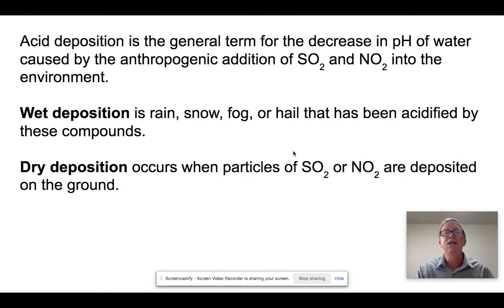Dry deposition means these particles themselves are being deposited on the ground. And if you have SO2 or NO2 on the ground and then rain lands on it, it turns into sulfuric acid and nitric acid. So we refer to this as dry deposition.